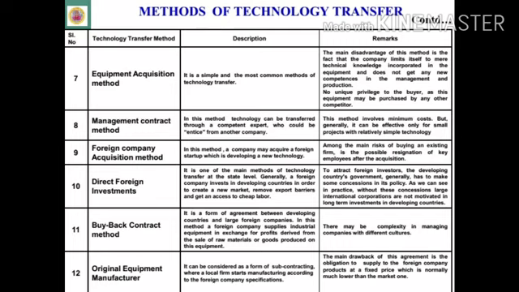It is one of the main methods of technology transfer at the state level. Generally, a foreign company invests in developing countries in order to create a new market, remove export barriers and get access to cheap labor. To attract foreign investors, the developing country's government generally has to make some concessions in its policy. As we can see in practice, without these concessions, large international corporations are not motivated in long-term investments in developing countries. So these are the major methods for technology transfer.